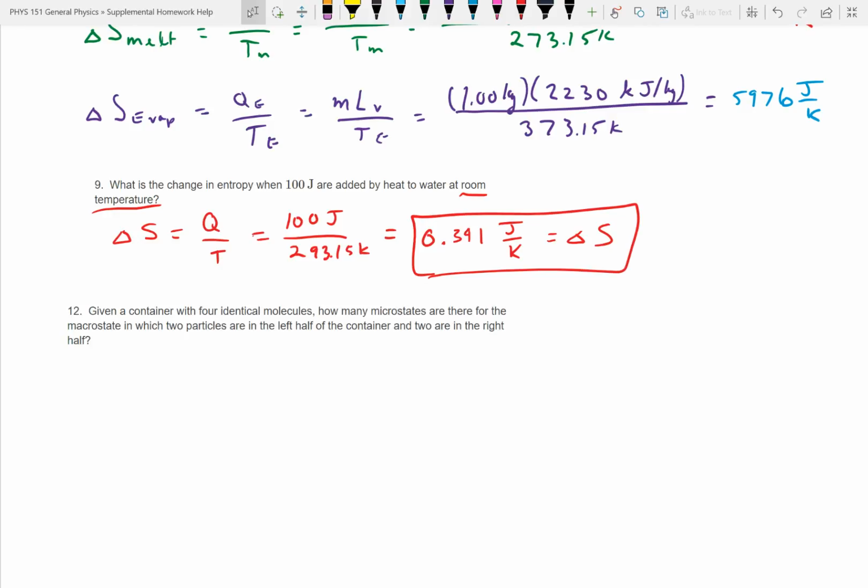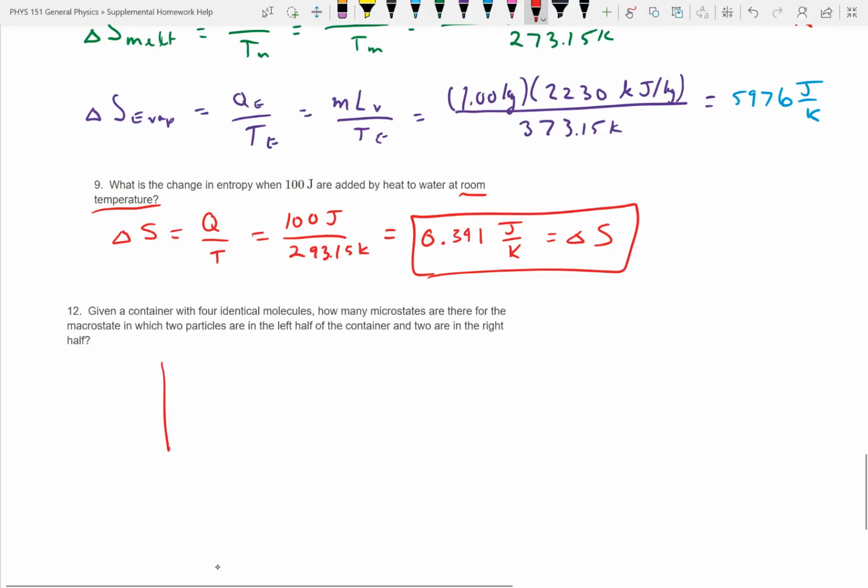I see that is not coming up for us at all there. It says syncing. There we go. Given a container, okay. So how many microstates are there for the macrostate in which 2 particles are in the left half of the container and 2 are in the right half? 4. Right. Okay, 2 particles in the left half and 2 in the right. So it's just like that, right? 2 in the left half, 2 in the right half.